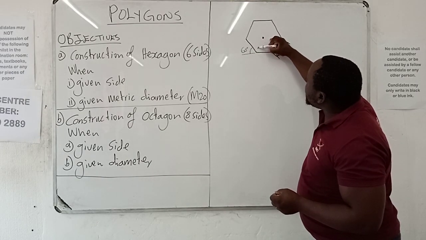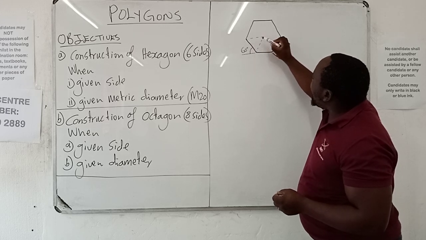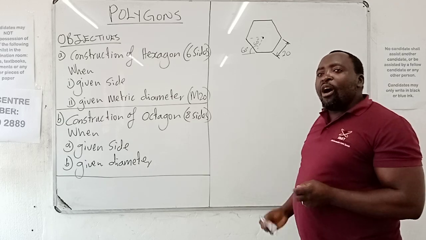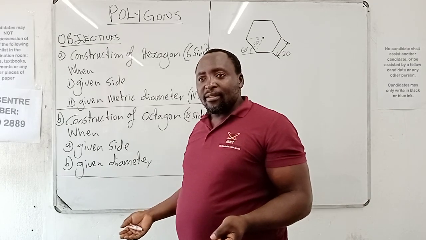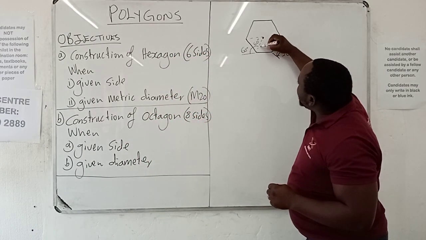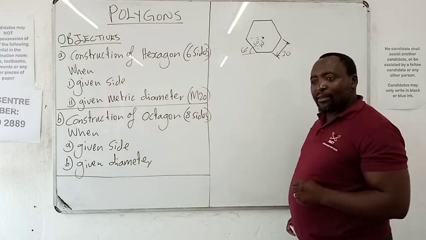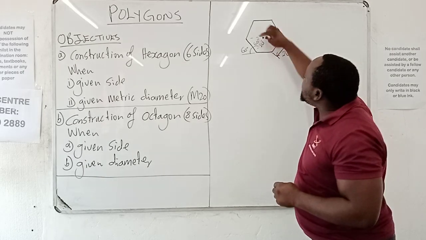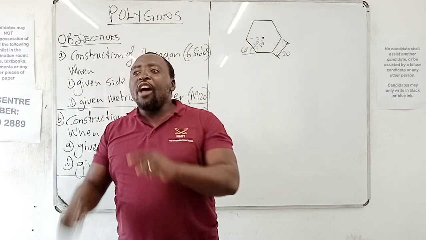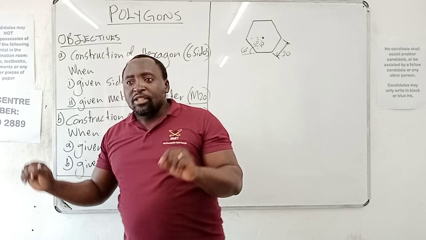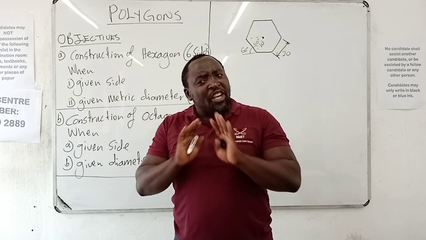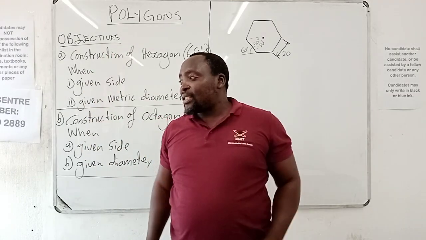If you draw a line to the center, these angles are what? 60 degrees. So all the angles are equal. You understand? So what it means is that this is also what? 20. Because the triangle that is formed there is what? Equilateral triangle. All the sides are what? Equal. So if you are given a side for a hexagon, don't even stress. That side is the radius.